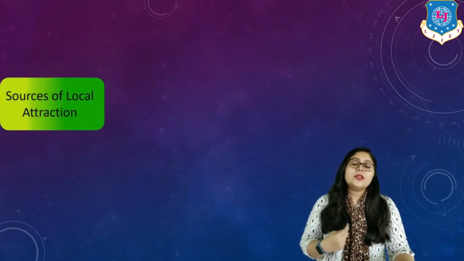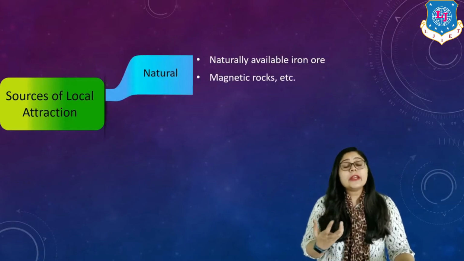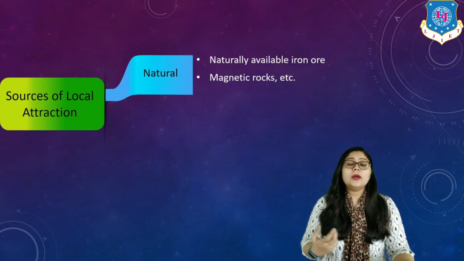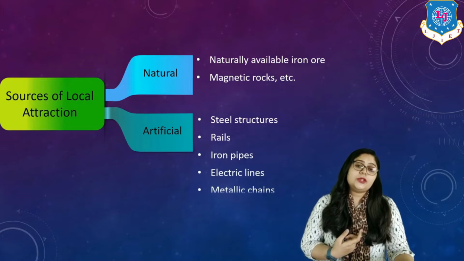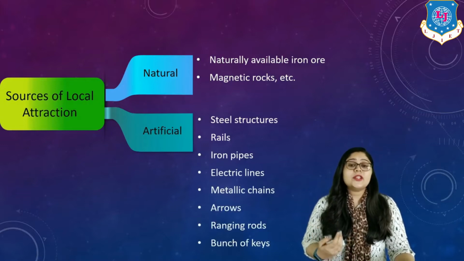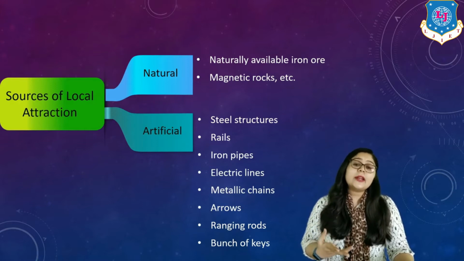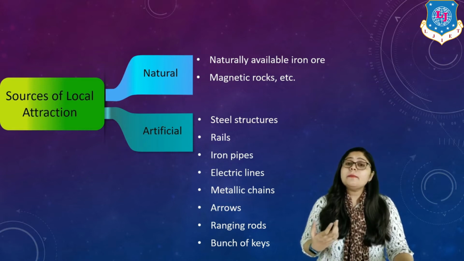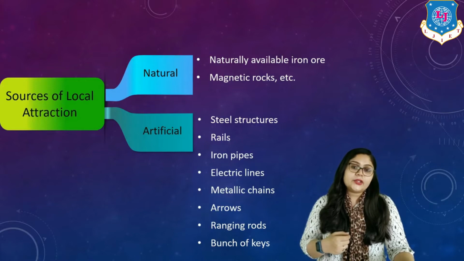Basically, there are two types of sources. The first one is natural, which is naturally available as iron ores or magnetic rocks at that place. The second type is artificial. It means different structures like steel structures, rails, iron pipes, electric lines, metallic chains, arrows, ranging rods and a bunch of keys can be a reason to act as a local attraction.